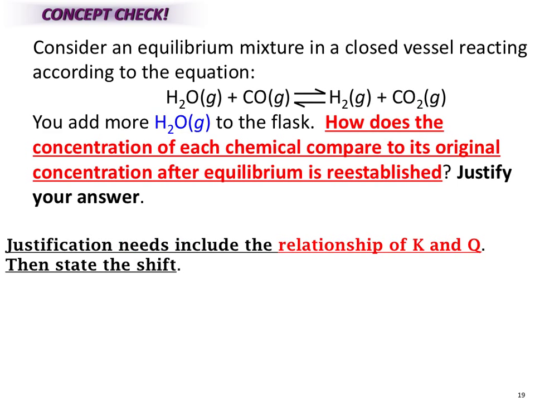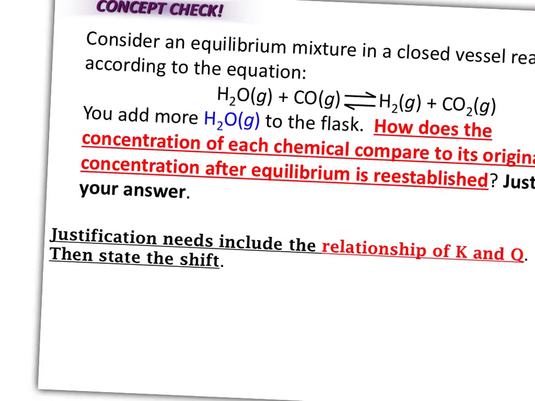Okay? Concept check. Consider an equilibrium mixture in a closed vessel reacting according to the equation. You add more H2O to the flask. Do y'all have this on your paper? Flip over. Nope. All right, let's just talk it out loud then. How does the concentration of each species, each part of the reaction, compare to its original concentration after equilibrium is reestablished? So basically, is the concentration going to go up or is it going to go down? And then justify your answer.